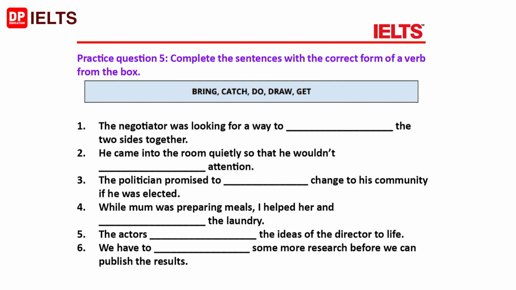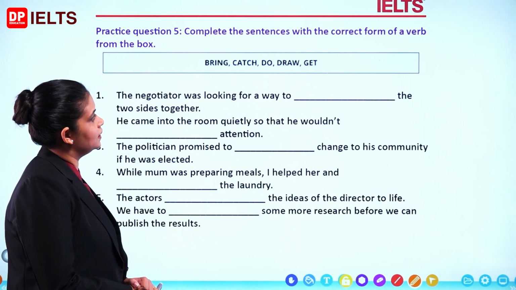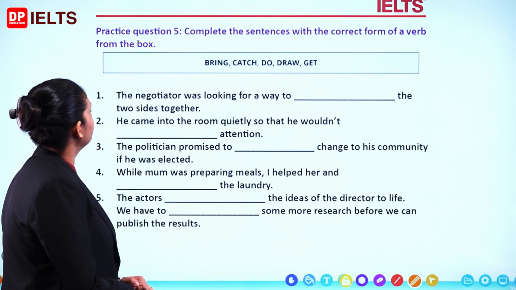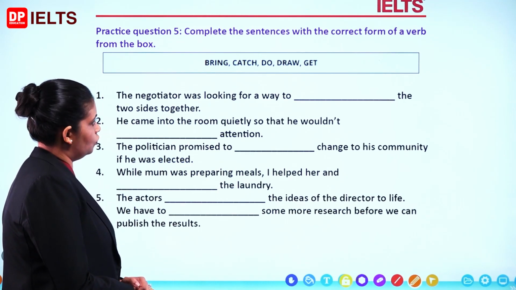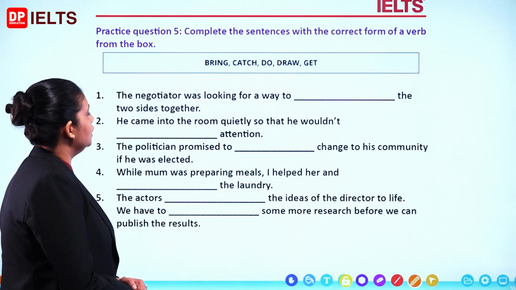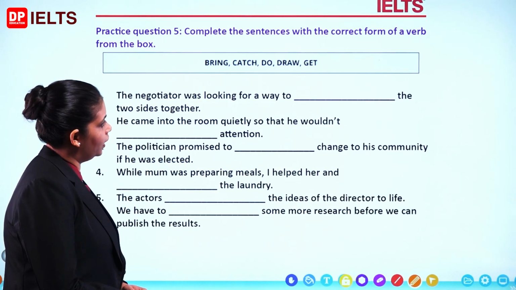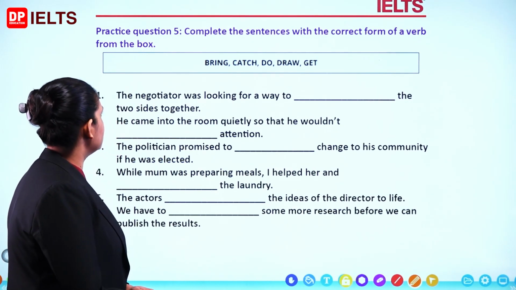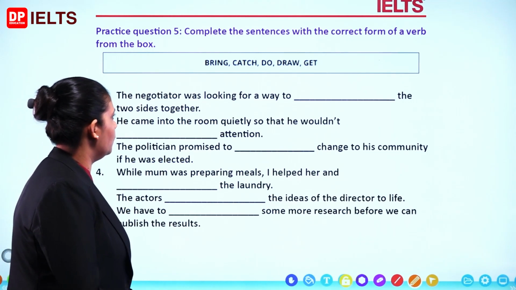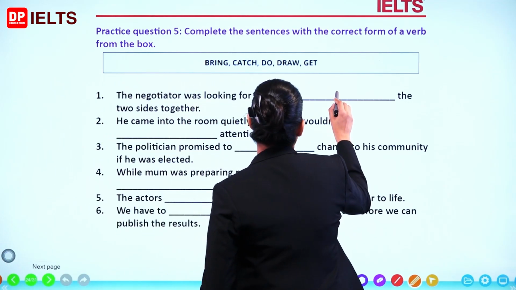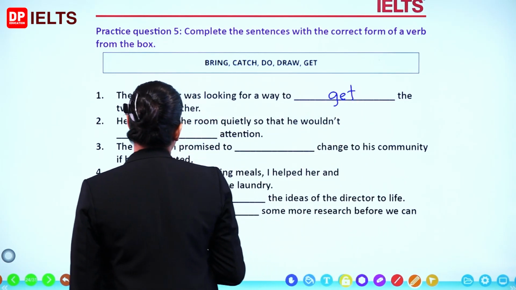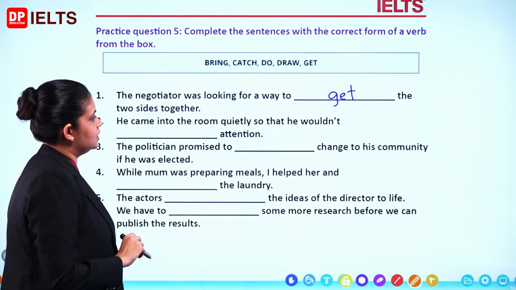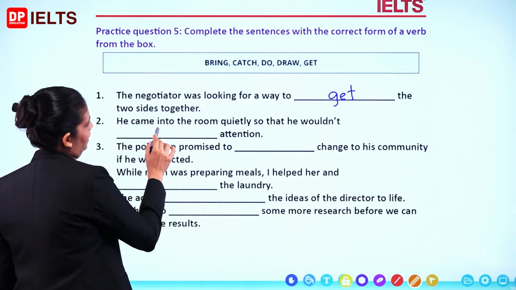Okay, so we're moving on into question number 5. Complete the sentences with the correct verb form of a verb from the box. So do you have bring, catch, do, draw, or get? The negotiator was looking for a way to blank the 2 sides together. Was looking for a way to get the 2 sides together. He came into the room quietly so that he wouldn't get attention.